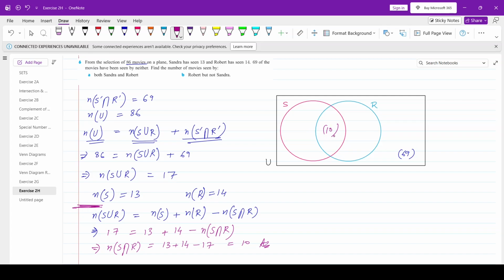Now we can say if this part is 10 and this whole region is 13, so this region will be 3. And this whole region is 14 and this region is 10, therefore this region will be 4. So this is part A. Now for part B, Robert but not Sandra. That is going to be the number of elements in R but not S. R but not S. That is going to be 4. Let's move on to the next question.